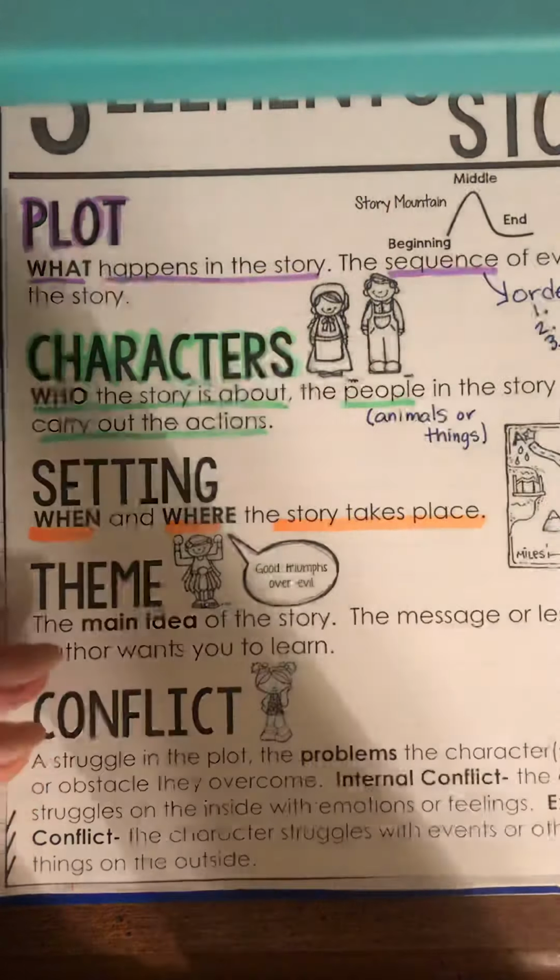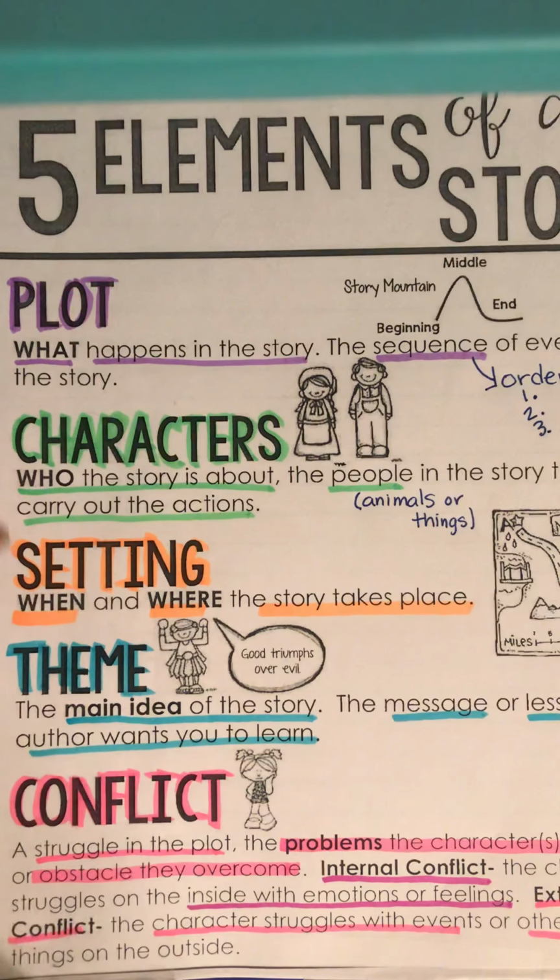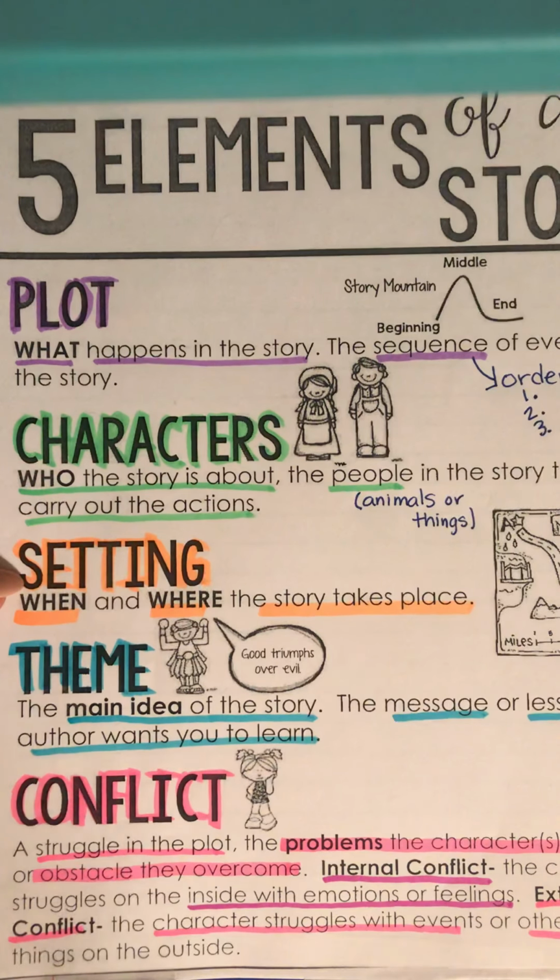All right. So here's our 5 story elements. Plot is the what that happens in the story. Characters are the who the story is about. Setting is the where and when the story takes place. Theme is our main idea. And conflict is the struggle of the plot. Now we have 2 different kinds of conflicts, internal and external.